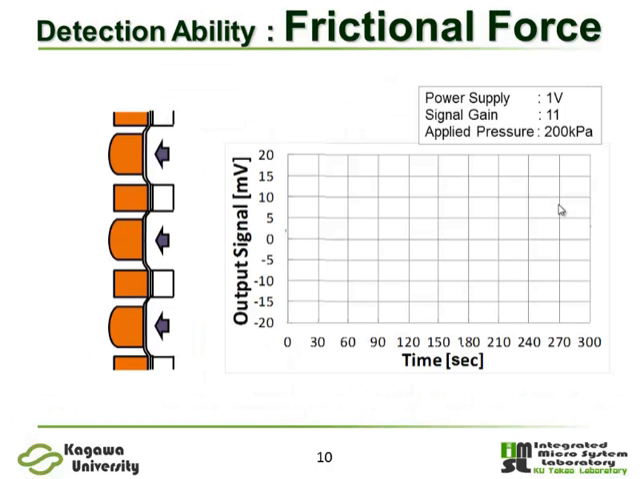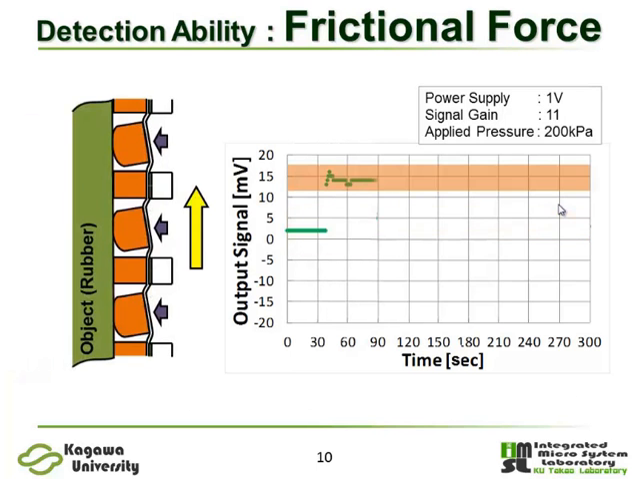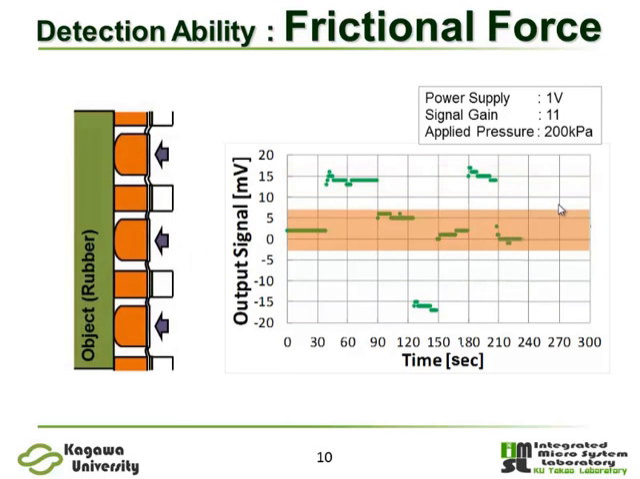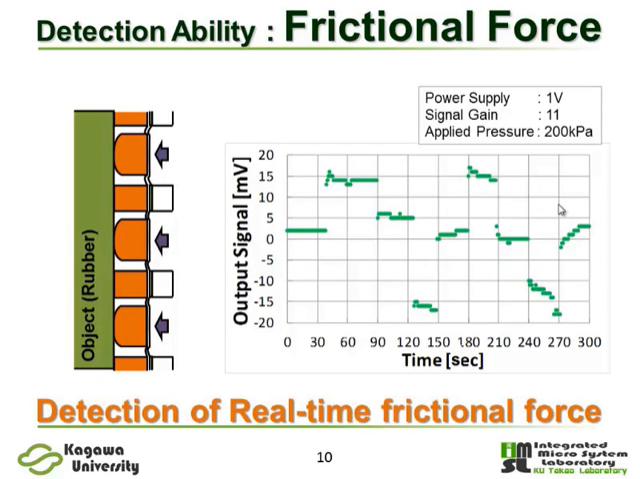In this slide, I explain the result of real-time frictional force detection with the implemented device. Frictional force with different direction was applied to the device surface as shown in this animation. The object was repeatedly moved in the 2 directions, and the output signal of the frictional force was recorded as plotted in this figure. The detection ability of frictional force of the tactile image sensor has been successfully demonstrated.